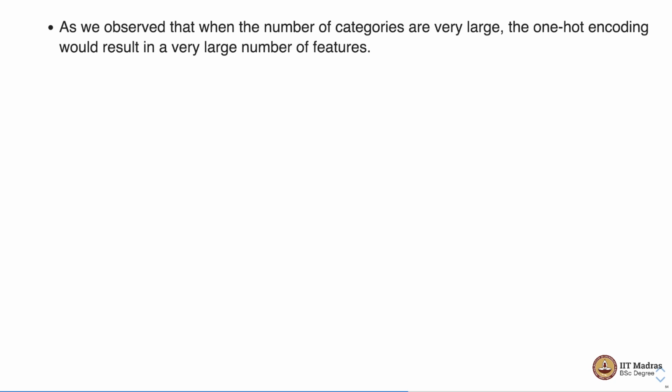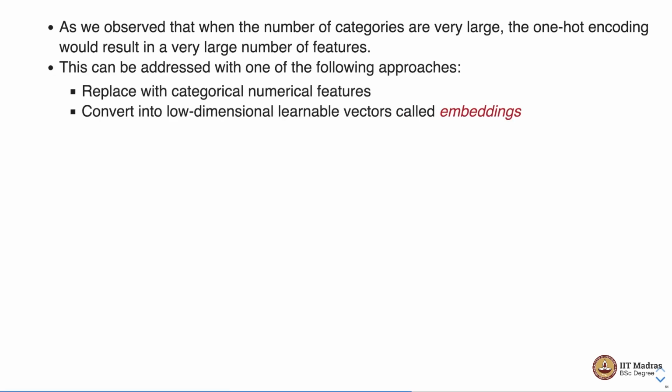As we observed, when the number of categories is very large, the one-hot encoding would result in a very large number of features. This can be addressed with one of the following approaches. We can either replace one-hot encoding representation with the categorical numerical features, or we can convert it into a lower dimensional learnable vector called embeddings.